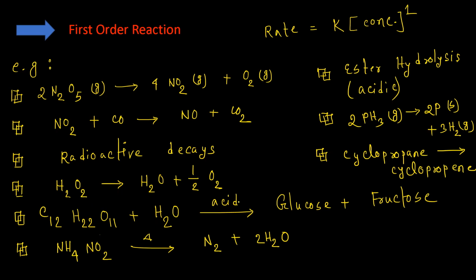Inversion of cane sugar in acidic medium gives us glucose and fructose. Thermal decomposition of ammonium nitrate gives us nitrogen and water. Ester hydrolysis in acidic medium will follow first order kinetics. Decomposition of phosphine gas will give us phosphorus and hydrogen gas. And the conversion of cyclopropane into cyclopropene is another example of first order reactions.